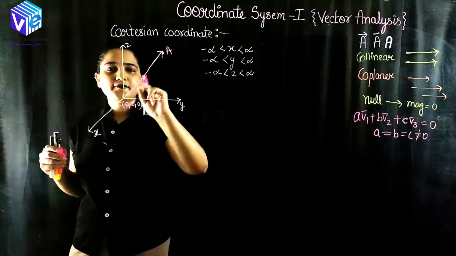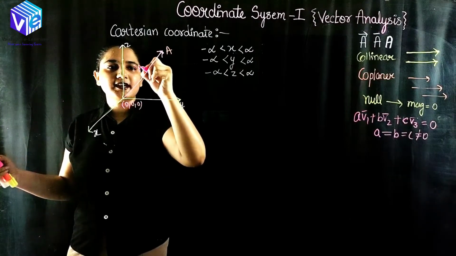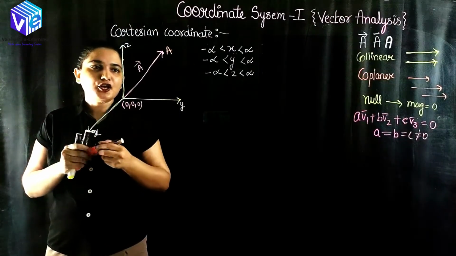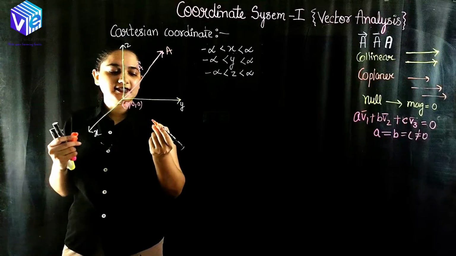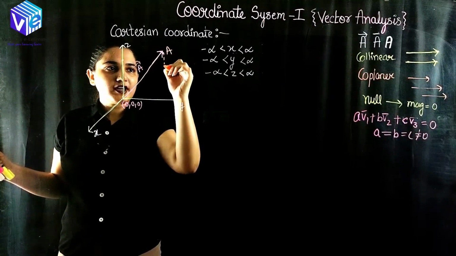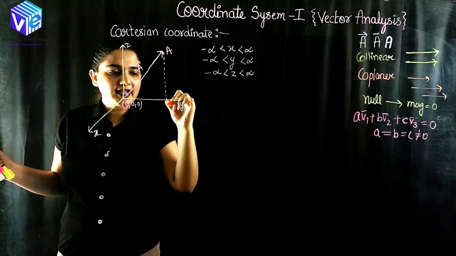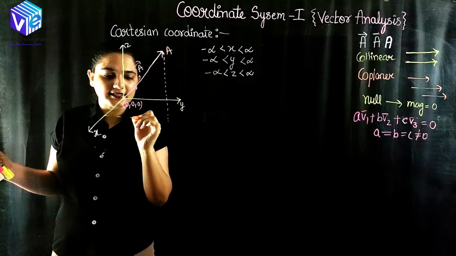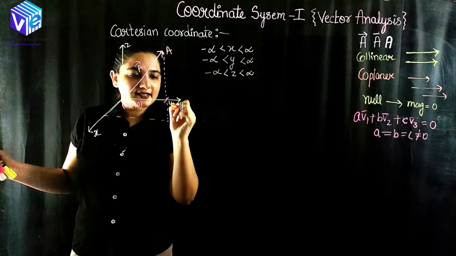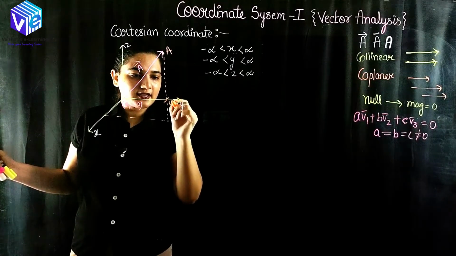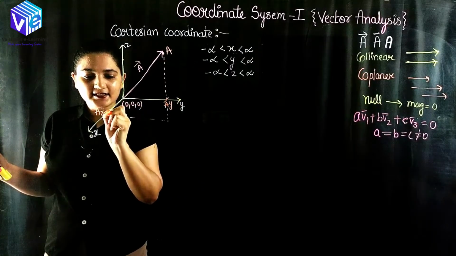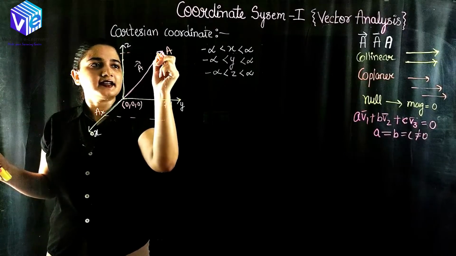So this is a vector represented by vector A, and it has a direction. How can we represent this A vector? We can represent it with the help of some coefficients along the x-axis, y-axis and z-axis. Here it is cutting the y-axis at, let's suppose, AY, the x-axis at AX, and the z-axis at AZ.